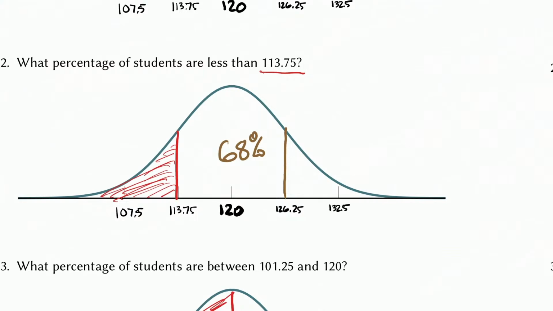Now I have to actually think about this and work out, well, 68% is in the middle. The stuff on the outside must be 32, right? So the stuff on the outside that's here and here collectively is 32%. But I only have the stuff over on that side, not the stuff on the right.